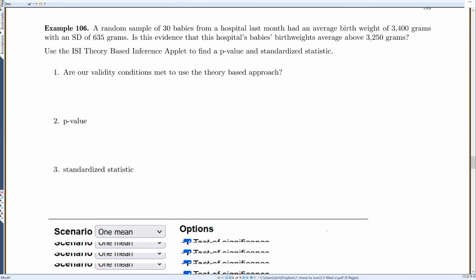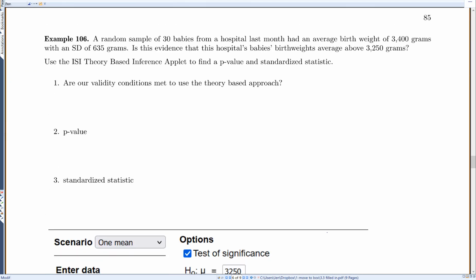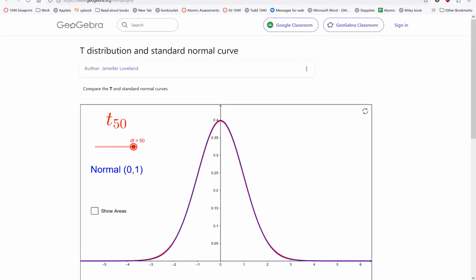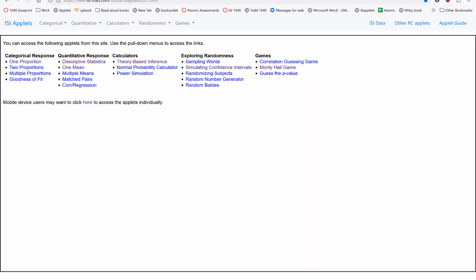So let's try it with our baby weight example. We've already found our hypotheses and everything. Let's see, are our validity conditions met to use the theory-based approach? Well, we started with a normal population. So, yep. Also, my sample size is over 20, so that would have worked as well. So let's go to our theory-based applet. We haven't used this one yet. So you go to your applets. It's under Calculators, Theory-Based Inference.